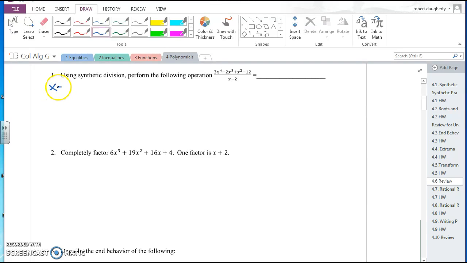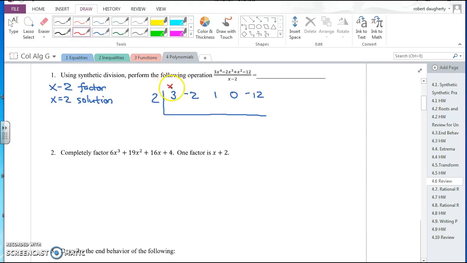So it looks like I'm trying to find if x minus 2 is a factor, which means I'm testing if x equal 2 is a solution. So I'm going to write a 2. I'm going to set up this synthetic division. And then I'll have a 3, -2, 1, 0, -12. So I have to account for everything. That's my x to the fourth, my x cubed, my x squared, my x, and my constant. Getting that 0 is very important and getting this done correctly.